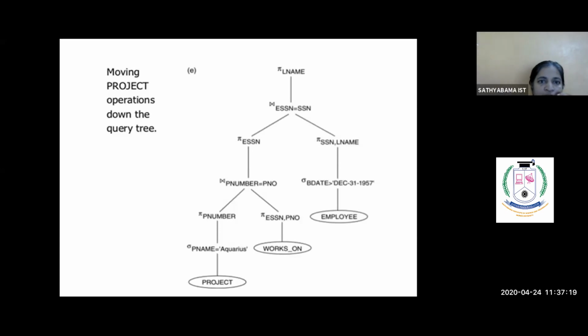So what is the heuristic optimization we have done here? We are moving all project operations, the pi operation, down the tree. Instead of having all the attributes, we select only the relevant attributes, whatever we need. That is selected. Then by using the join operation, we are combining. Then wherever we want to use the select operation, we use it. So this is another query tree, and we are moving the project operation down the tree.